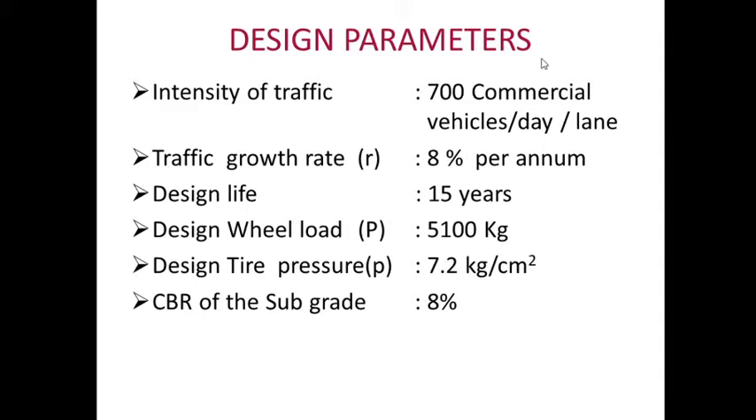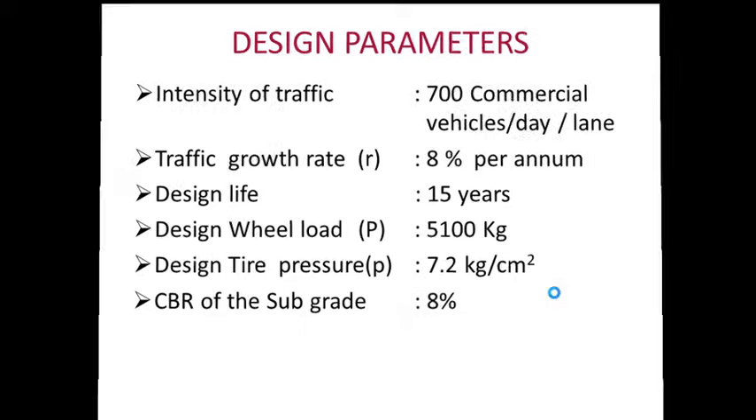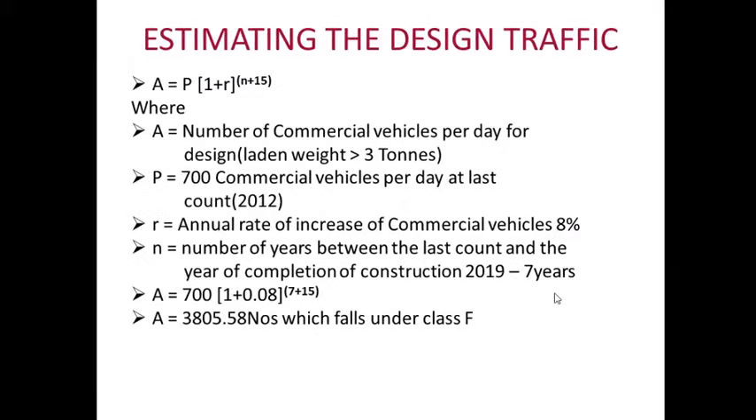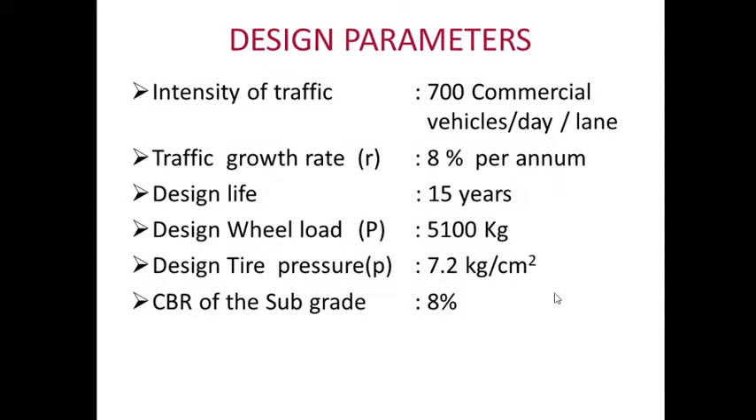Tire pressure is normally expressed in kg per centimeter square or PSI, pounds per square inch. The tire pressure is normally 7.2 kg per centimeter square. Then the CBR of the subgrade soil is 8%. Normally, the bottommost layer is called subgrade. The strength of the subgrade is expressed as California bearing ratio in percentage.